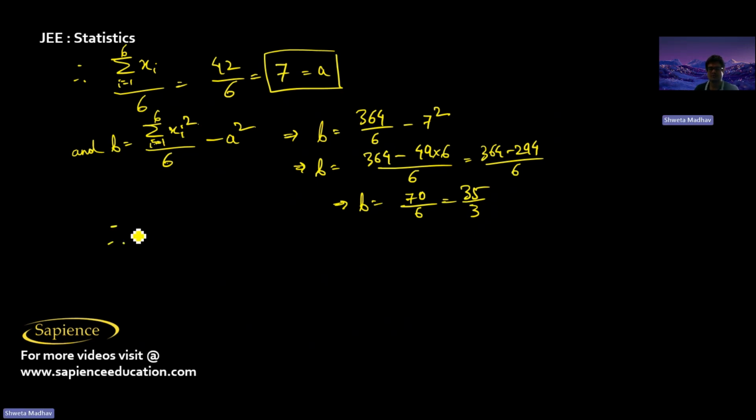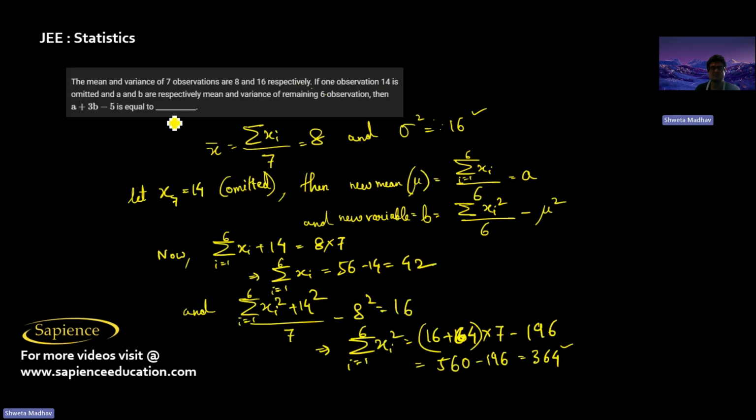So therefore, A plus 3B minus 5 that we have to find out will be equal to A, which is 7, plus 3B. So 3B will obviously be 35. So 7 plus 35 minus 5, that is 37. So 37 is the answer.